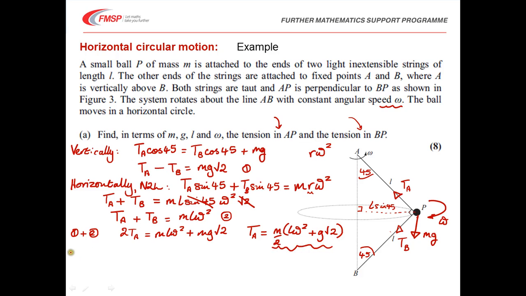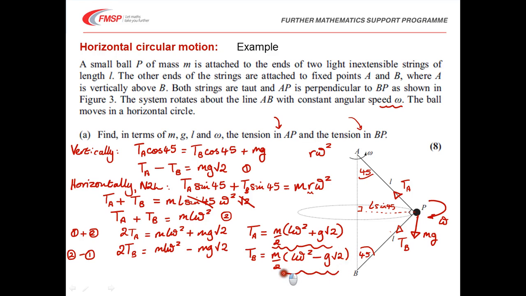And if I subtract the two, I'm actually going to do equation 2 minus equation 1. If I subtract one from the other, I'm going to end up with 2TB. The TA's cancel this time. That's going to be ml omega squared minus mg root 2. Very similar structures for these two tension expressions, which leaves me with TB is m over 2 L omega squared minus g root 2.